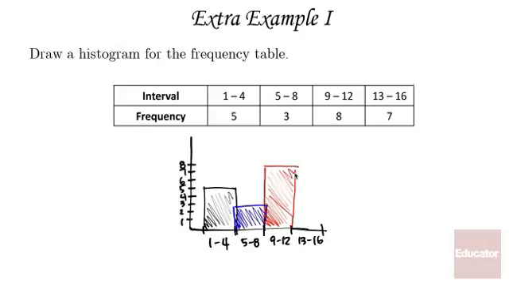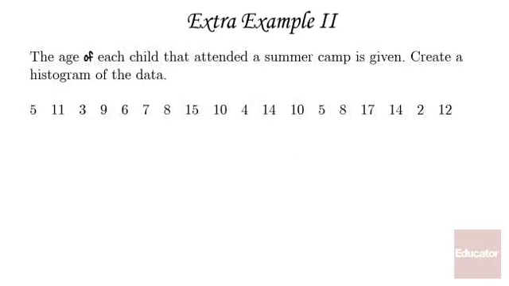And then I don't have any more colors, so I'm just going to use black again. 13 through 16 is 7. Go up to 7. Be nice if you had a ruler, you could draw these straight lines. Okay, so that's it. That's the histogram. So again, intervals, the frequency. The age of each child that attended a summer camp is given. Create a histogram of the data.